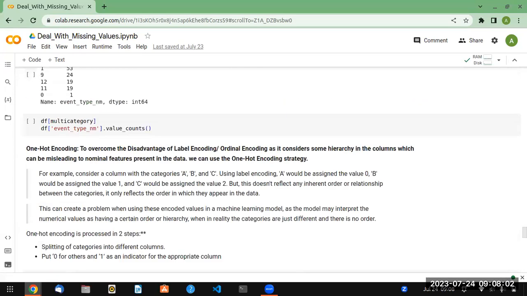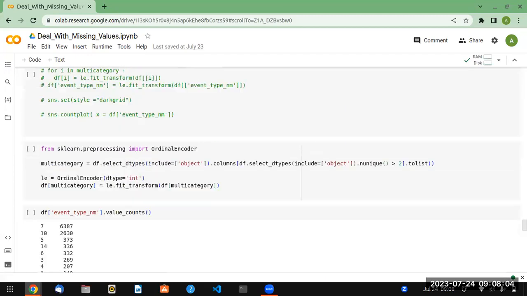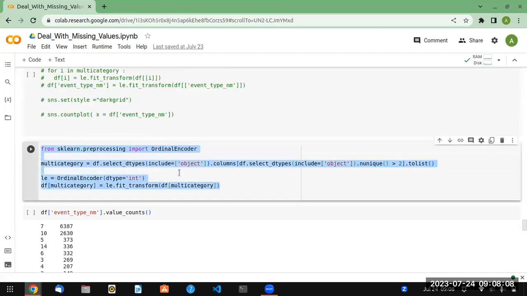Something called inti. Okay, this one. Okay, I got it. I was doing some search and research and found that. So this is the piece of code you can use to do multiple fit and transform for ordinal encoding.